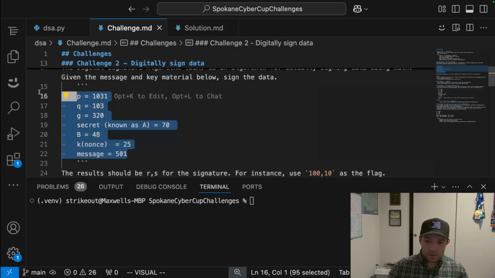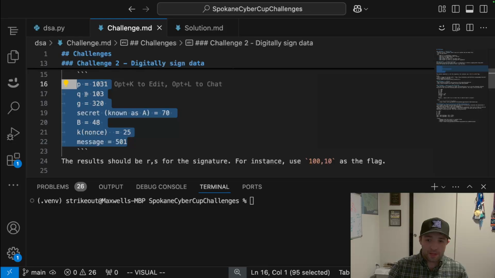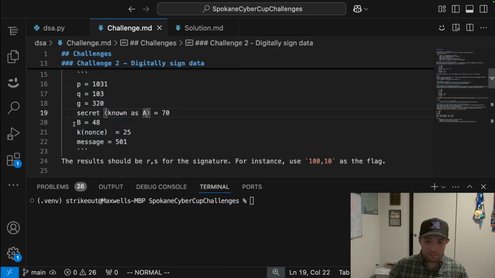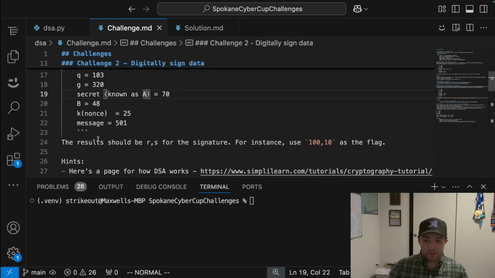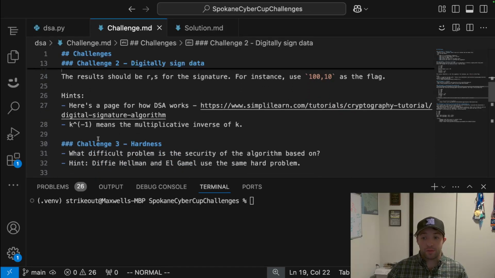So we're given these values. We're given P, Q, G, the secret known as A, K or the nonce, and the message. It says the result should be R, comma S for the signature. For instance, use 100, comma 10 as the flag. Hence, here's a page for how DSA works. K to the negative 1 means multiplicative inverse of K.